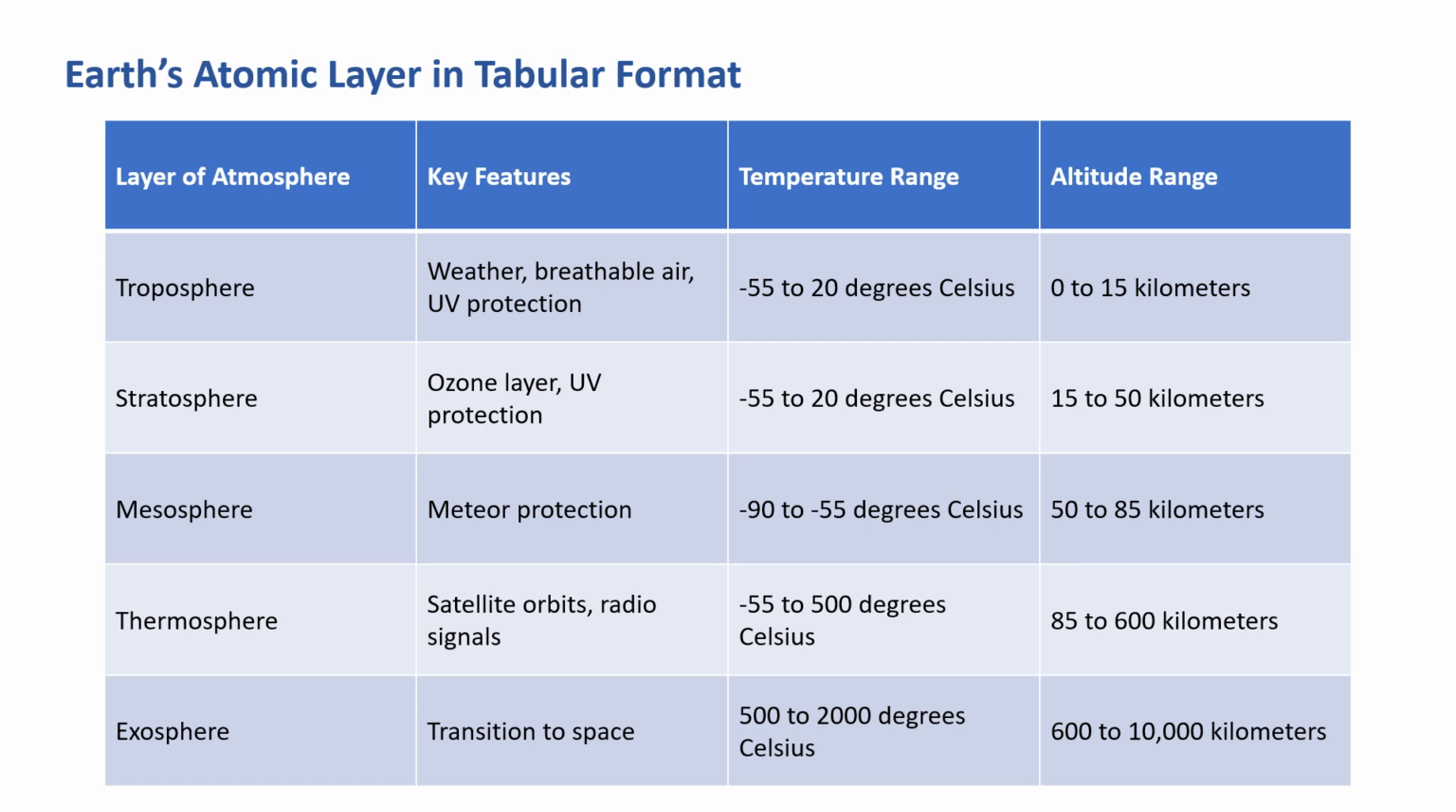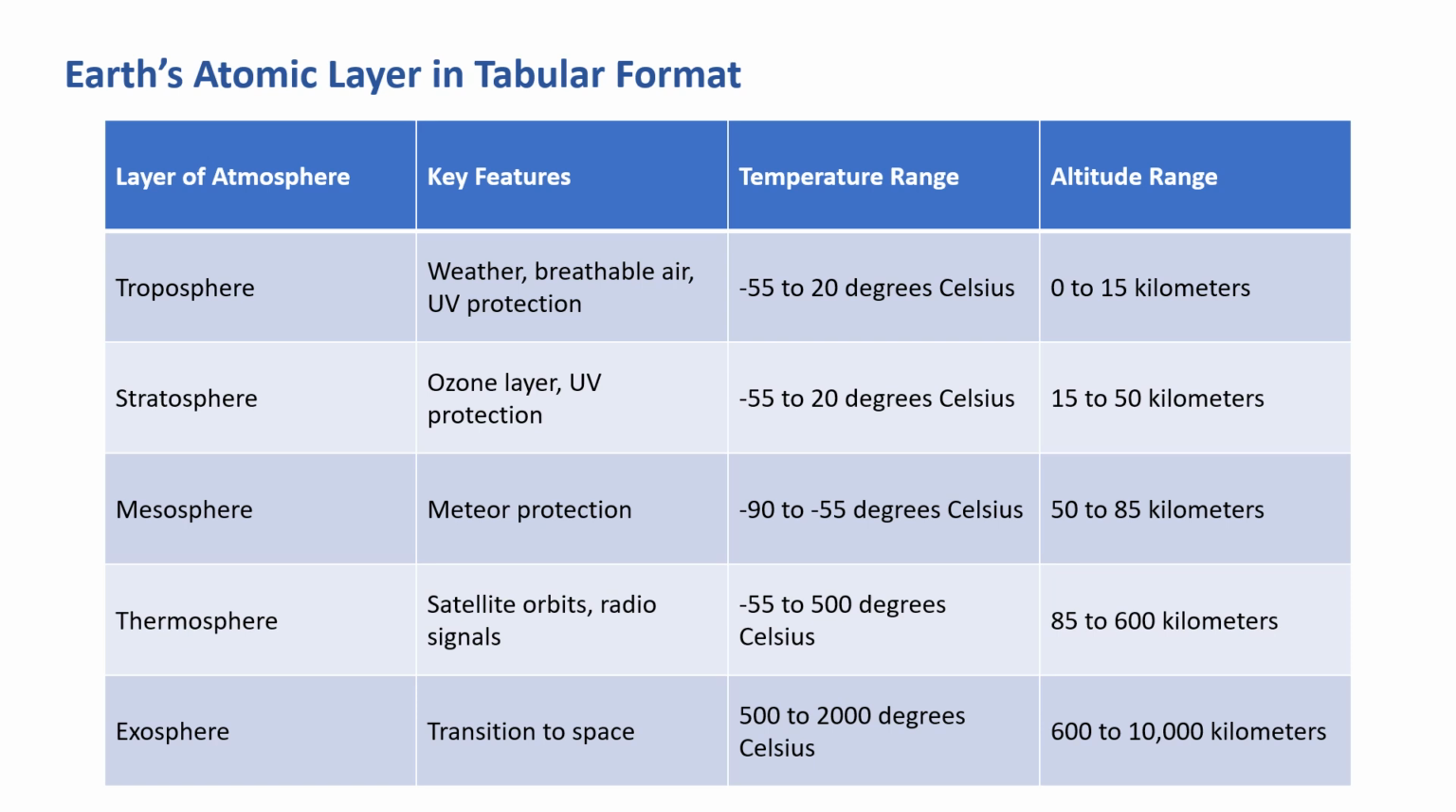Next one is the mesosphere, and in the mesosphere, as we know, meteors are there. So this layer will protect us from the meteors. The temperature range is from -90 to -55 degrees Celsius, and the altitude range is 50 to around 85 kilometers.